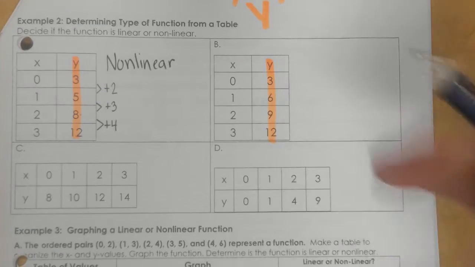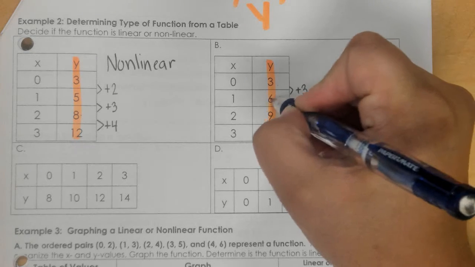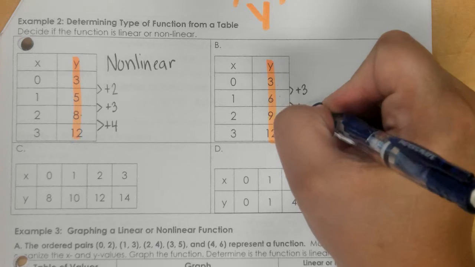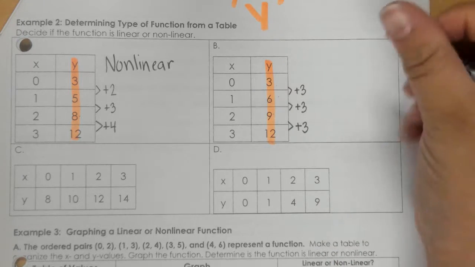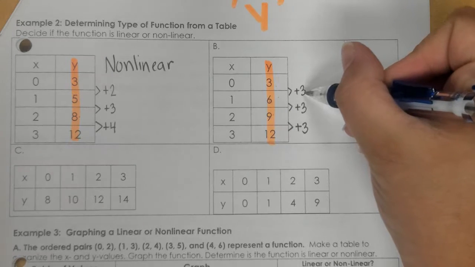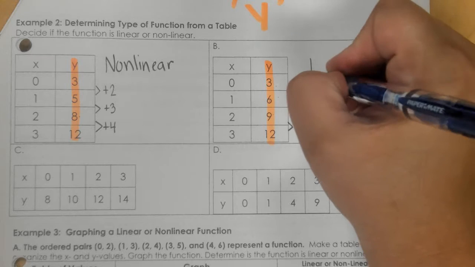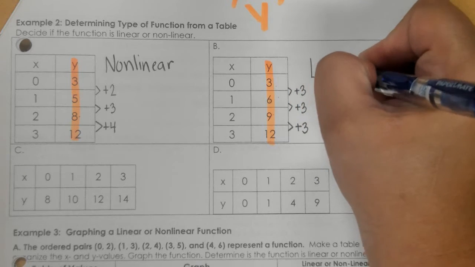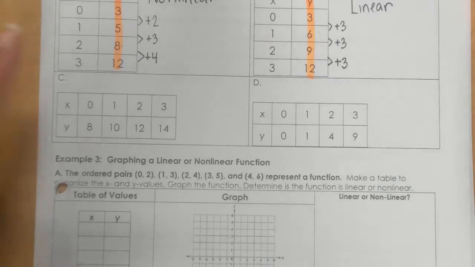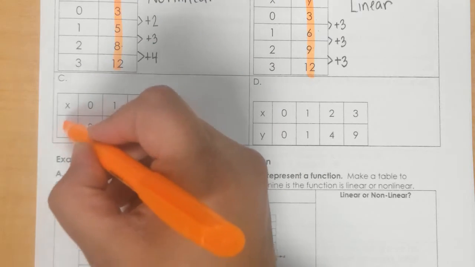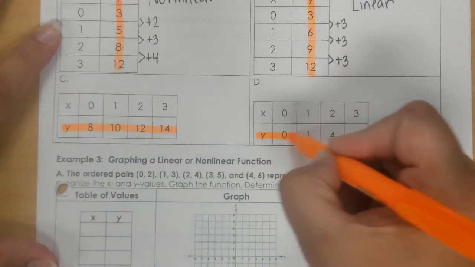So let's look at the second example. From 3 to 6, we go up by 3. From 6 to 9, increase by 3. And from 9 to 12, you increase by 3. So this pattern is consistent, 3, 3, 3, same number, and so this would be linear. Okay, now, for C and D, you're looking at the y going horizontally.